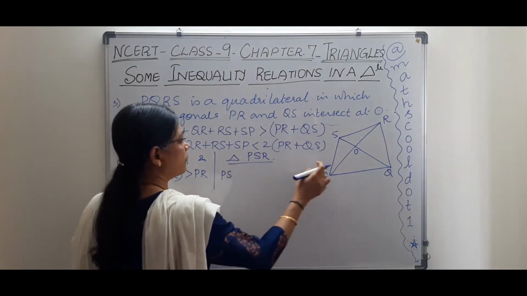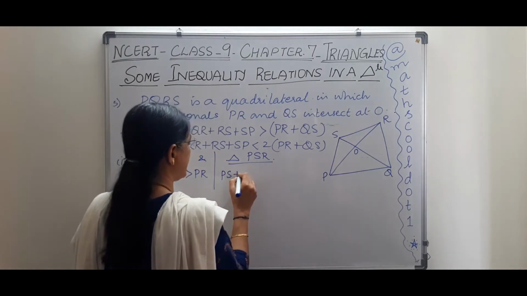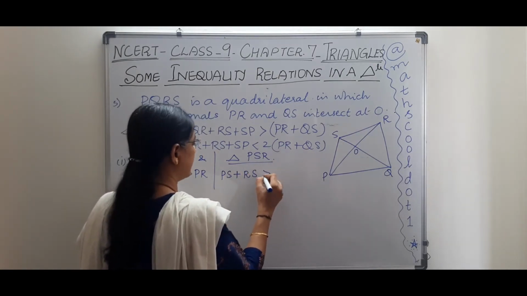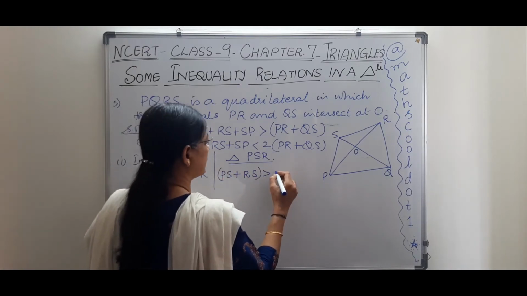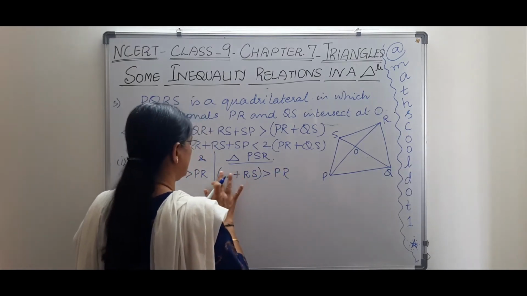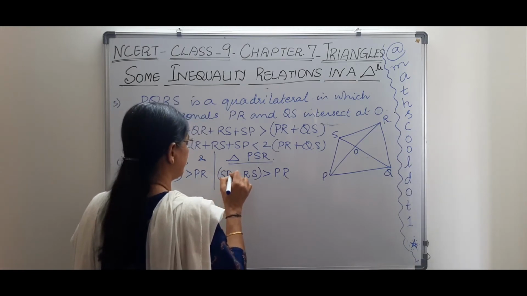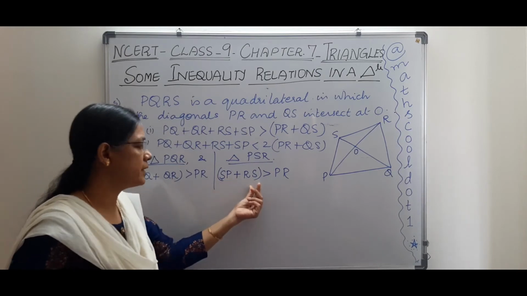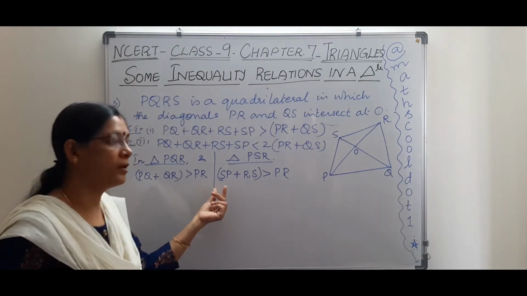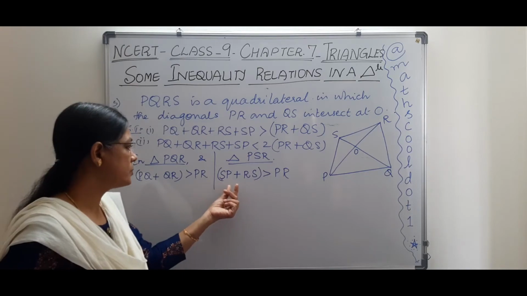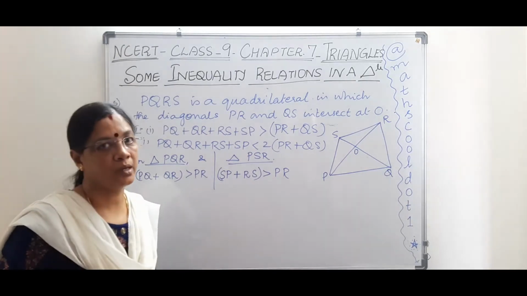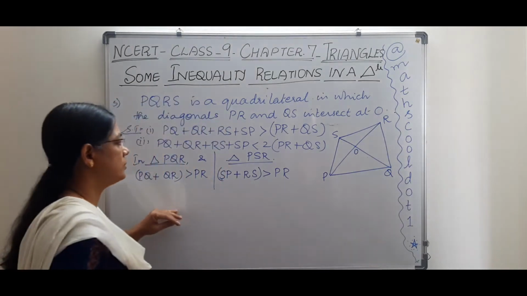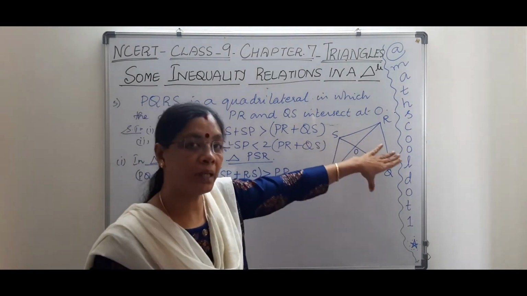The sum of any two sides, that is PS plus RS, is greater than PR. So according to the names we have been given in the question, I rewrite it as SP plus RS. PS or SP, both are the same. So SP plus RS is always greater than PR because the sum of any two sides of a triangle will always be greater than the third side. So this is regarding the diagonal PR.